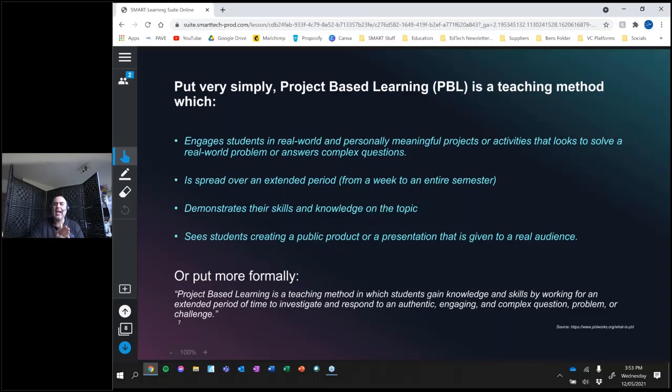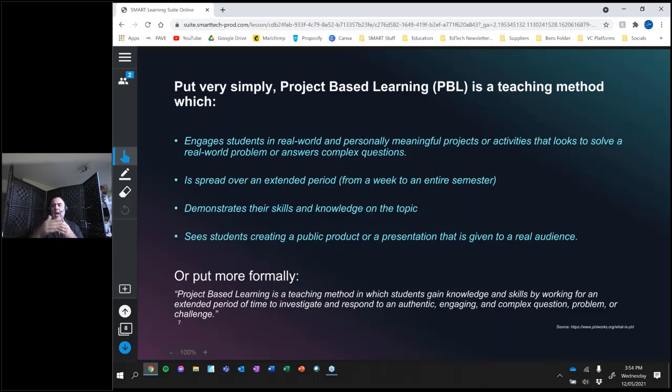It's something that engages students with real-world and personally meaningful projects and activities, and it looks like solving a real-world problem or answering complex questions. So it's not just answering a single question or showing a single piece of understanding or knowledge. It's about answering complex questions or real-world problems. It is also spread over an extended period of time. So it can be a week, it can be a semester, it can be a term.